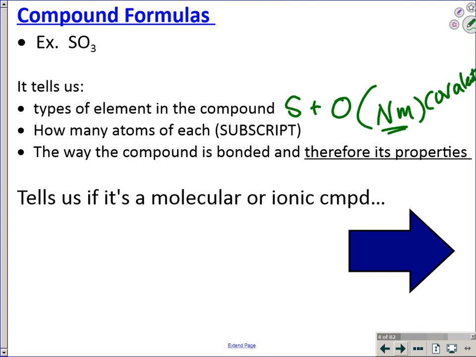Now, when you look at the subscripts, what does sub mean? Below, like a submarine goes below the ocean or the water. So sub means this number here, 3. What's the subscript on the S here? It's a 1. We don't write the 1 because it looks stupid. That's really why we don't write it. So if there's no number, understand it does mean there's still one of those atoms. And then we know the compound type, therefore we know its properties.